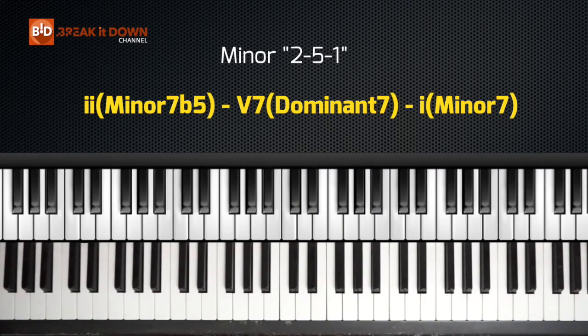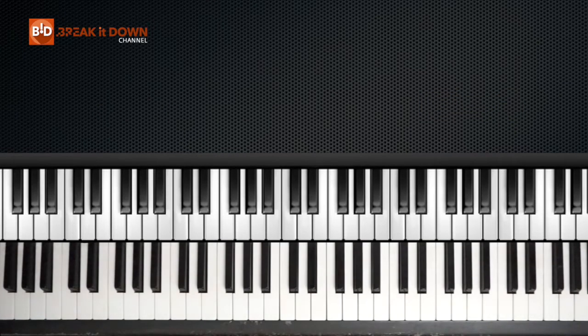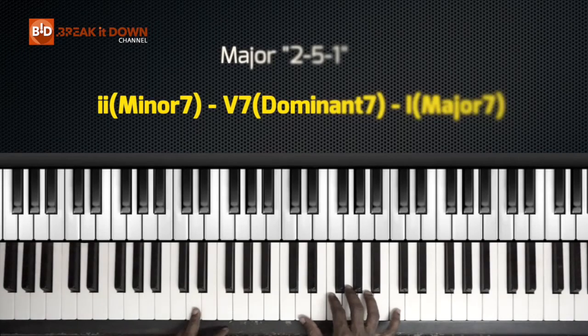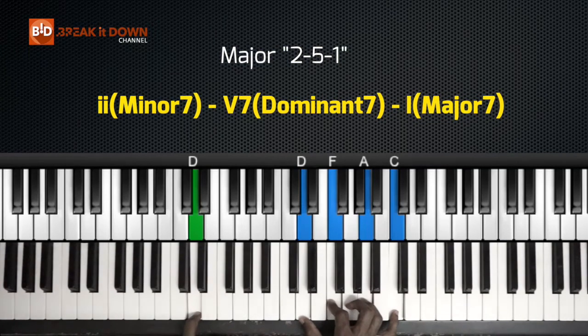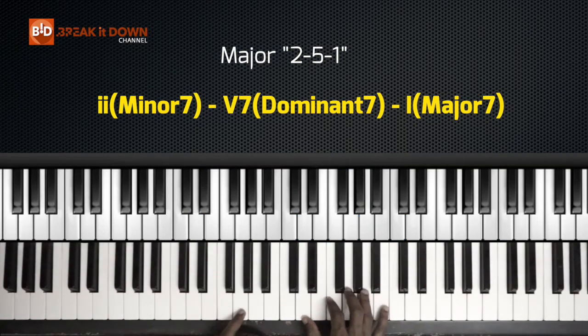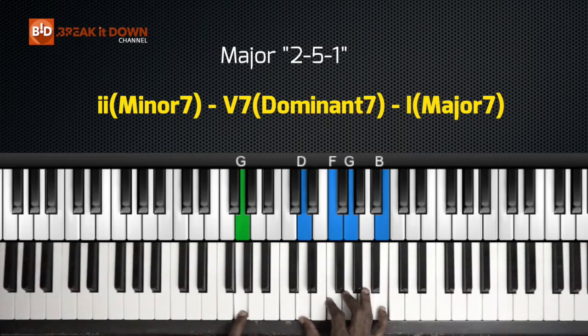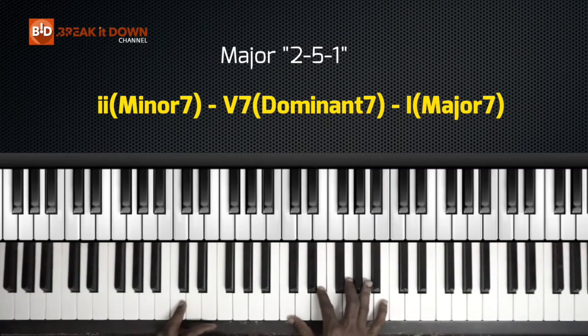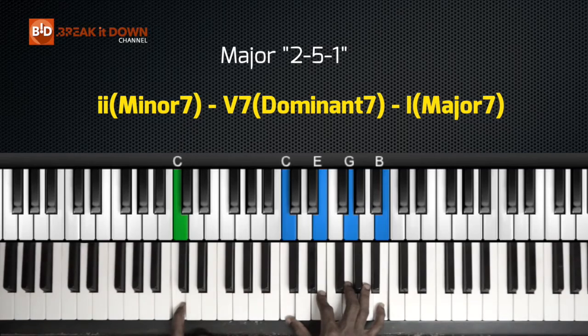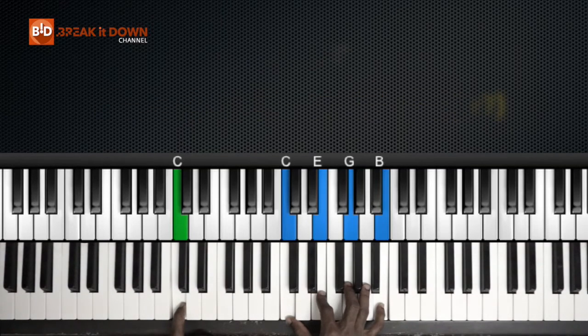We have our major 2-5-1s and our minor 2-5-1s. So let's try the major 2-5-1 again. So we have a 2 minor 7, a 5 dominant 7, and then 1 major 7.